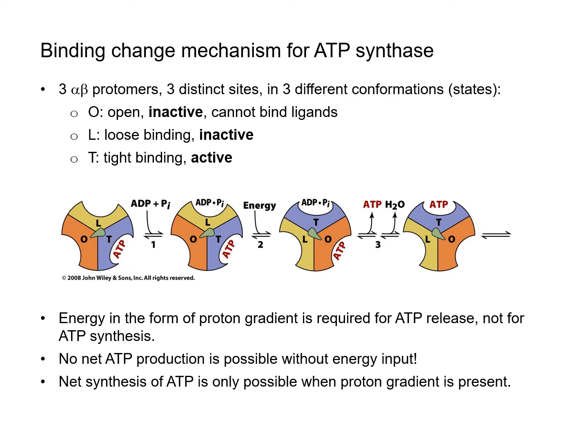So energy in the form of a proton gradient is required for ATP release, but not for the ATP synthesis per se. But without energy input here, there is not going to be any ATP generated. So it consumes the energy, but also it requires that proton gradient set up between the matrix and the intermembrane space, in order for the ATP synthase to release the ATP.